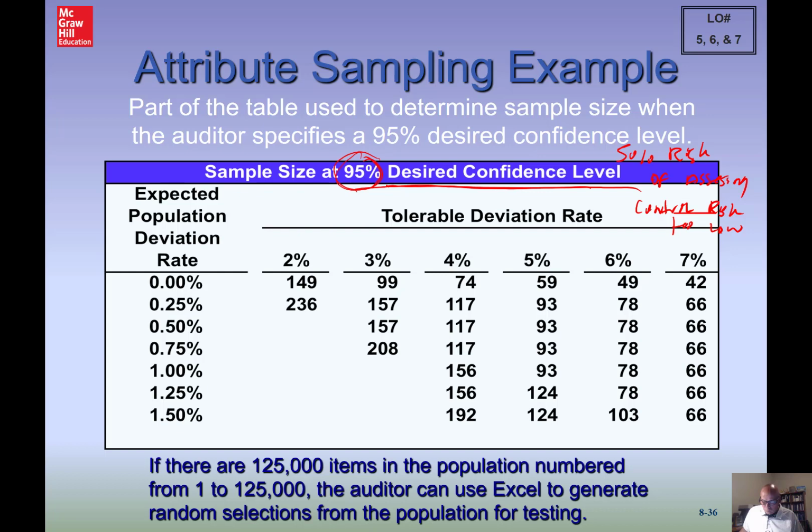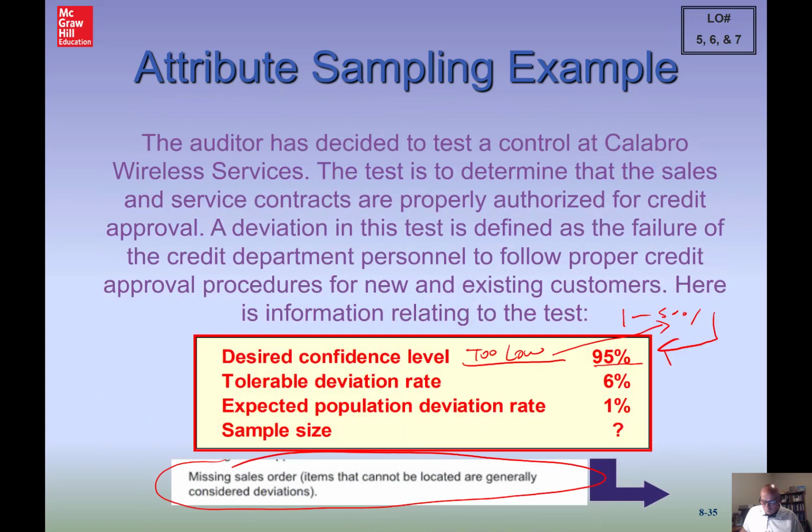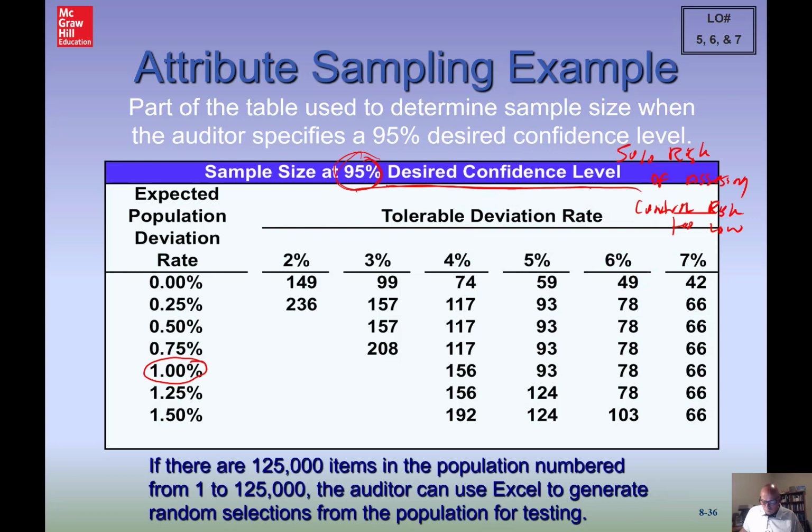Then we come down, and I have to go back. What was expected? The expected was 1%, and our tolerable deviation rate is 6%. So we have a 1% expected deviation rate, and our tolerable deviation rate is 6%. You come over to 6%, and we have a sample size of what? 78. Again, you say, well, what about population size? We would go to a completely different table. This is assuming a larger population. Okay, so that's 78.